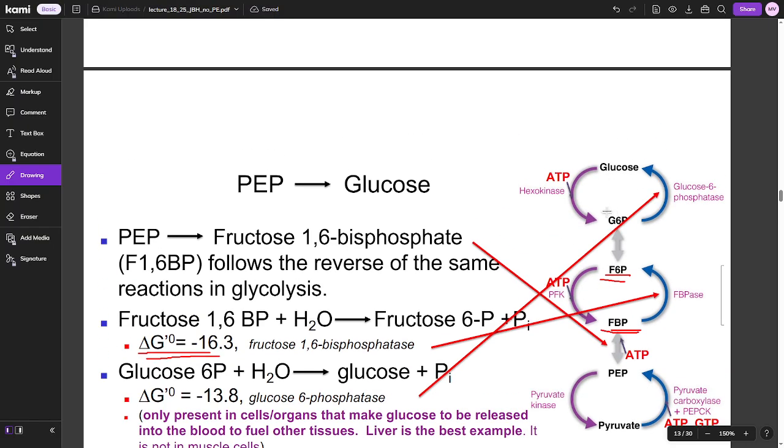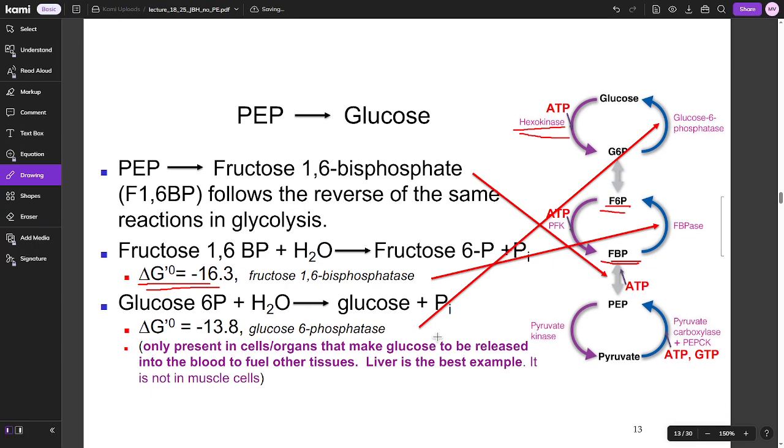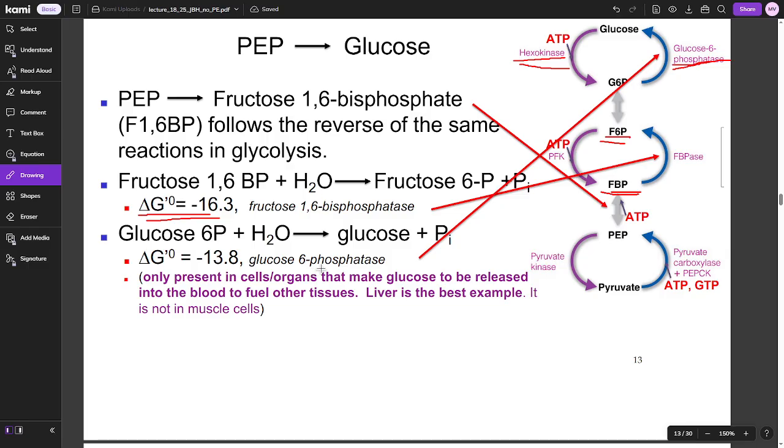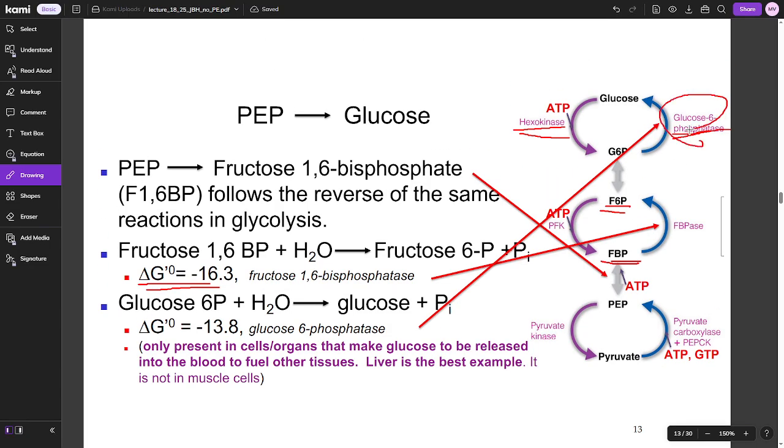And similarly, if you go up here, you've got hexokinase or glucokinase in the liver, and the one that removes it is actually glucose 6-phosphatase. What you should know about glucose 6-phosphatase is that it is only present in organs that make glucose or release it into the blood. So, for example, your liver and your kidneys have glucose 6-phosphatase, but your muscle cells do not, because they're not going to be making glucose to release it into the blood. Why would they do that? They need to use the glucose themselves. So the muscles do not have glucose 6-phosphatase. The liver does, though.